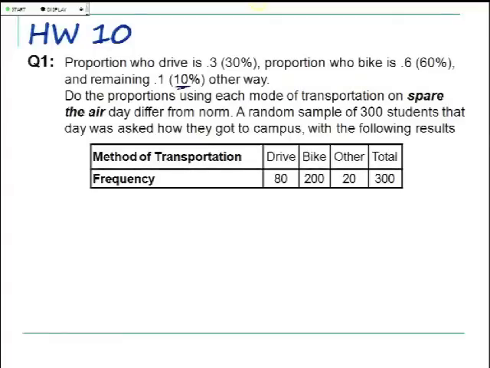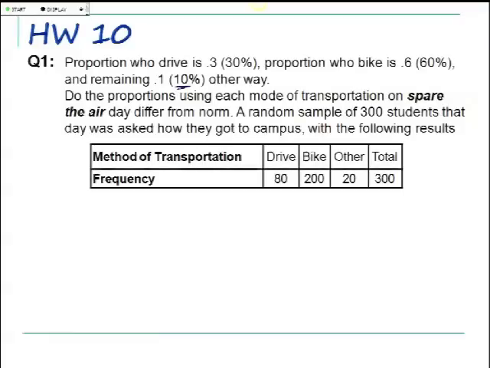There's this Spare the Air day where they're asking people to not drive to campus. And they want to know, on that particular day, does it look like the proportions for how they got to campus differed from this standard model, this normal model? A random sample of 300 students for that particular day were asked how they got to campus, and we've got those counts right here.